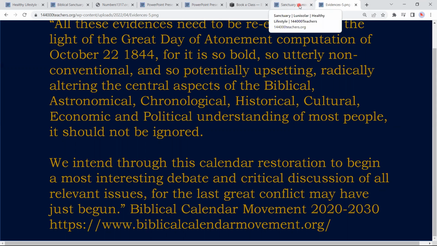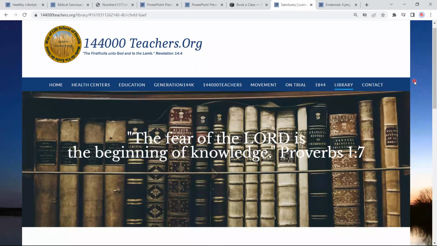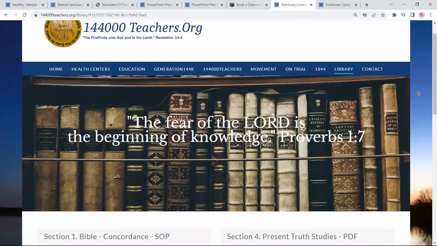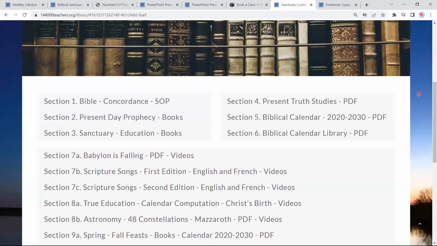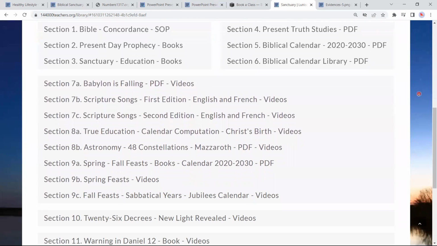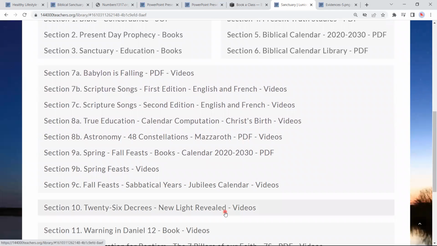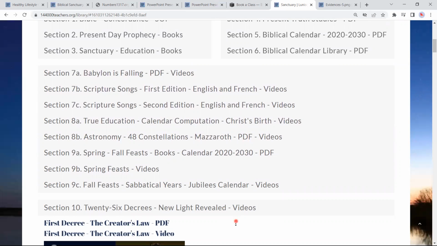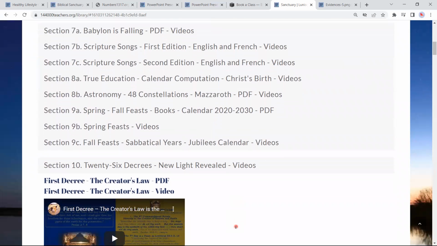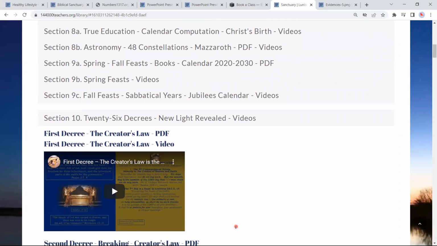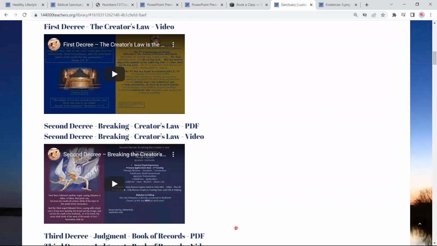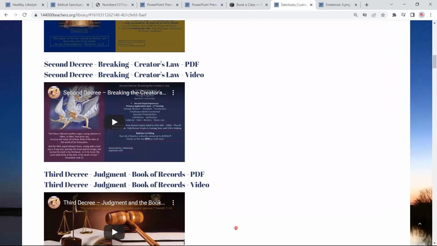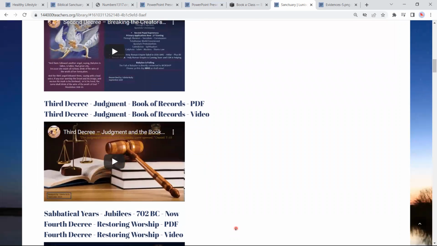Again, we would like to remind you of our library, where you can find many, many researches. One of them, beside the 2020-2030 calendar, is what you find in the section here that we wanted to attract your attention to. It's called the section 1026 Decrees, New Light Reveals. And this study is actually introduced through the 10-day series here, but there are 26 of them. And you see, as you look into them and visit the library, how many titles that we are covering. And of course, we are not capable of presenting here.